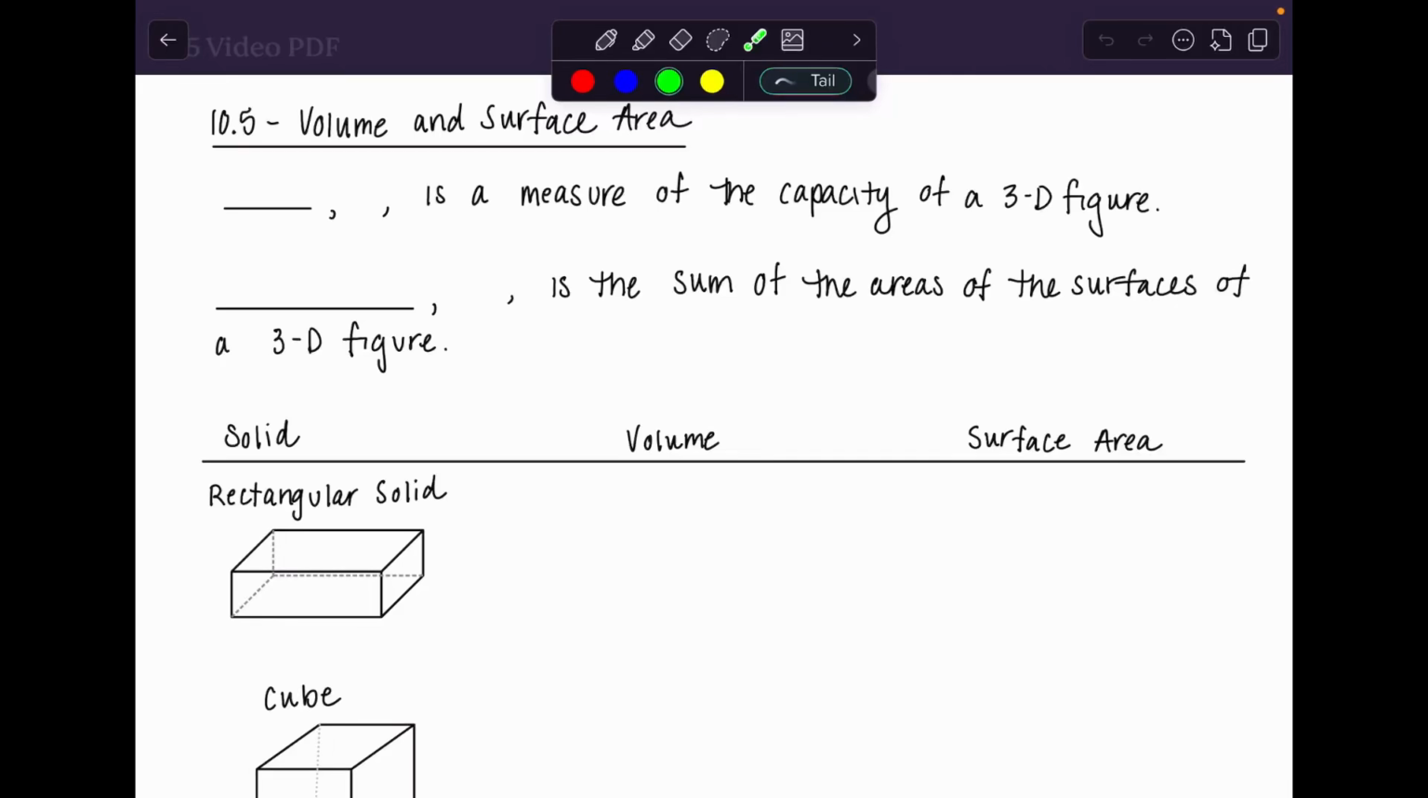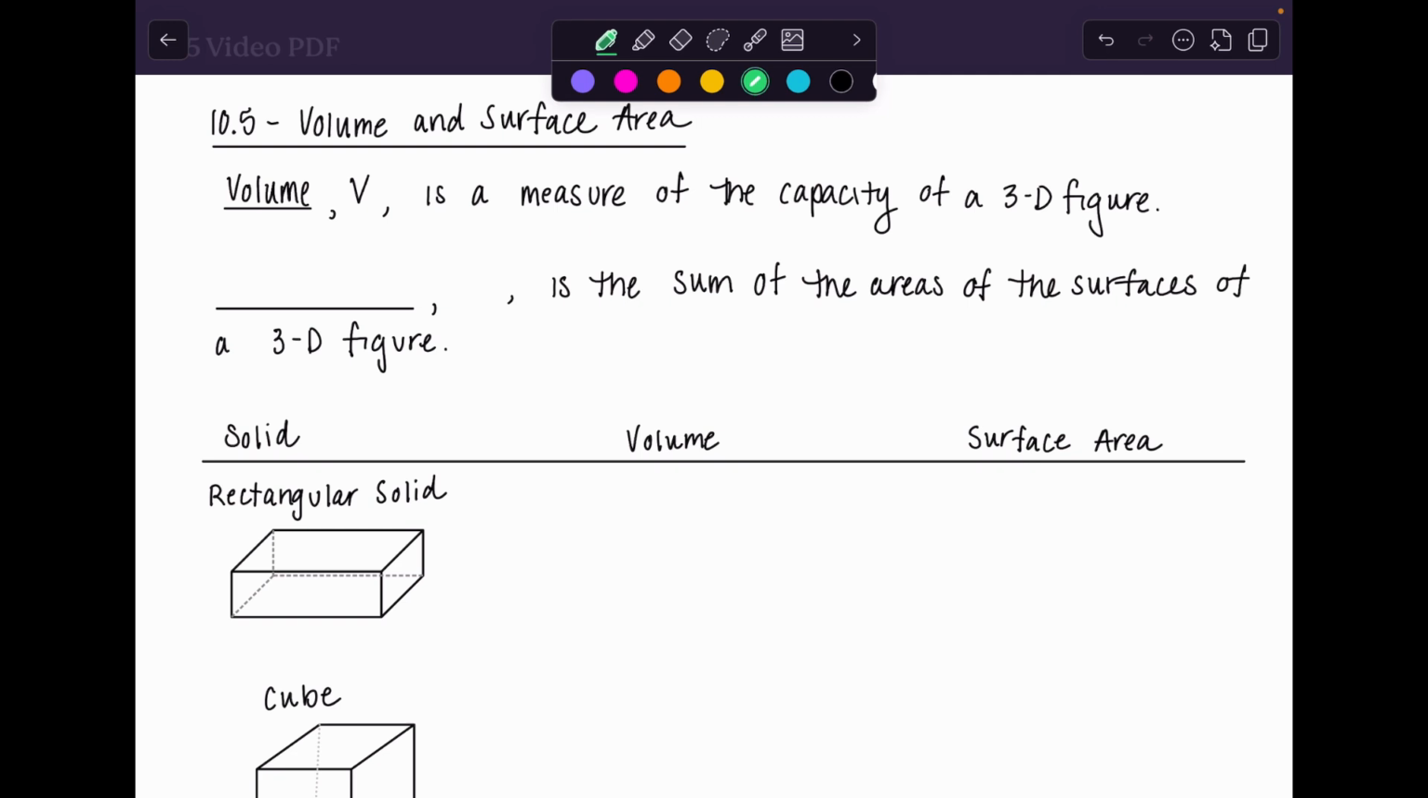In our last video, we're going to jump into 3 dimensions and we're going to talk about volume and surface area of different figures. So starting out with the definition of each, the volume, which is denoted with a V, is a measure of the capacity of a 3D figure. So it's how much space it's taking up.